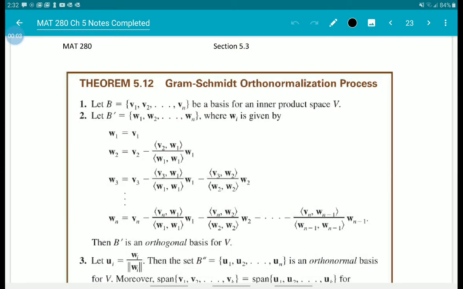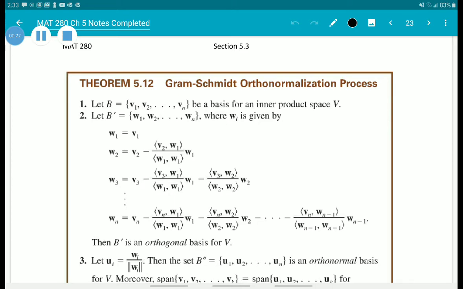So we've seen the benefit of having an orthonormal basis. Now we've got to figure out how we take a basis and turn it into an orthonormal basis. And we can actually use that idea of projections. If you remember back a few sections, we talked about the projection theorem.